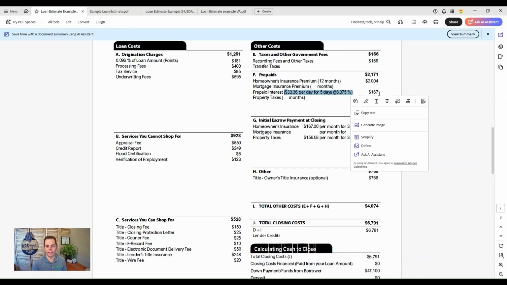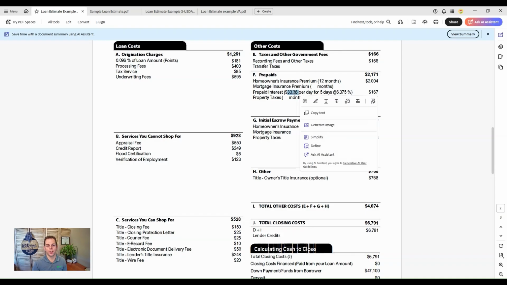So let's say in this case, I forget what day this was, but let's say it was October 26th. October has 31 days in the month, so we have 5 days left in the month. You have to pay a per diem interest rate. It's 33.36. This number is calculated from your interest rate and your loan amount, so it'll be different for everybody.